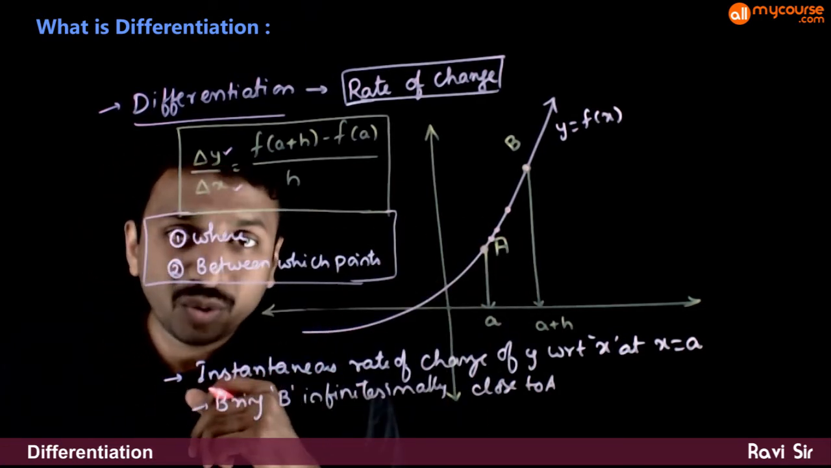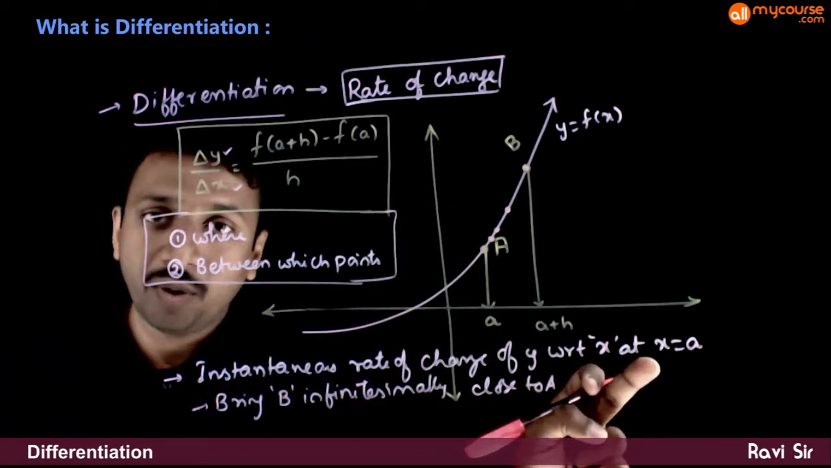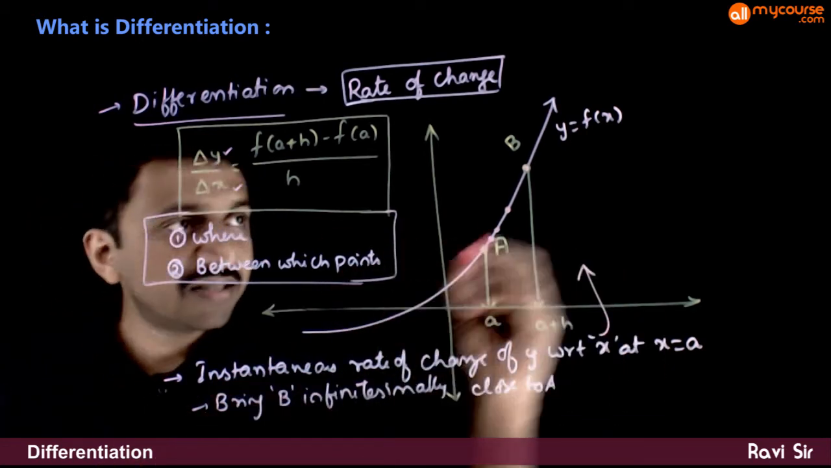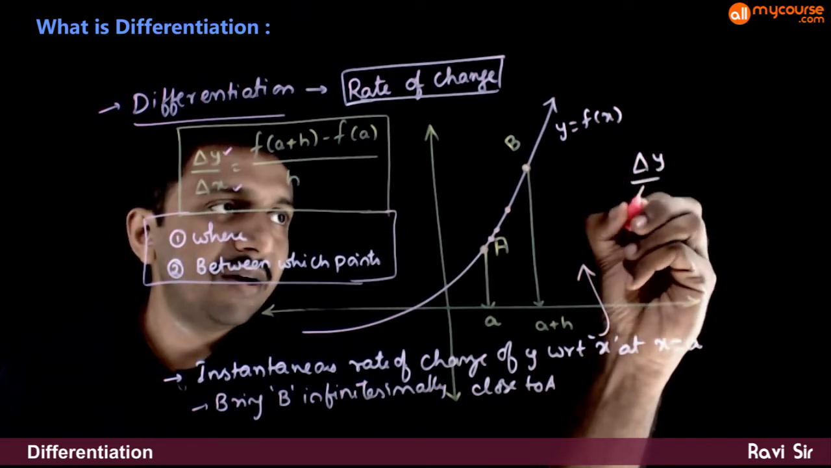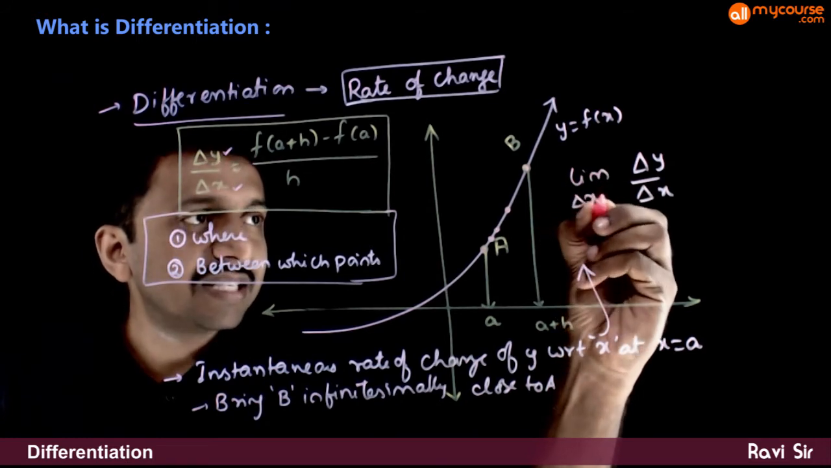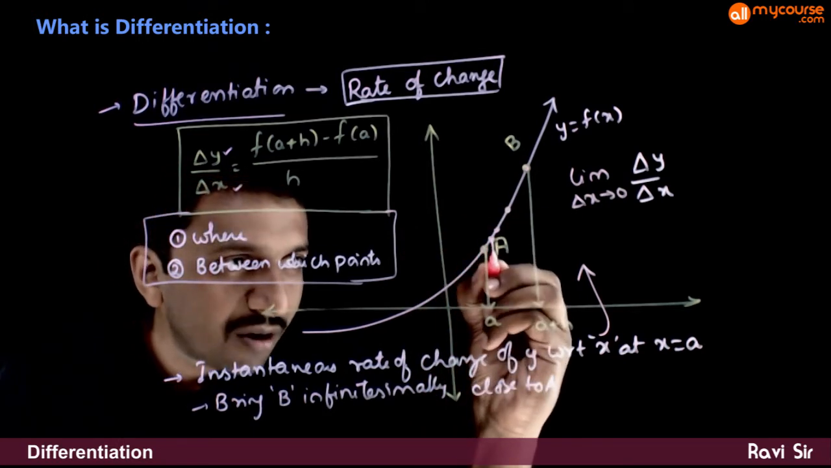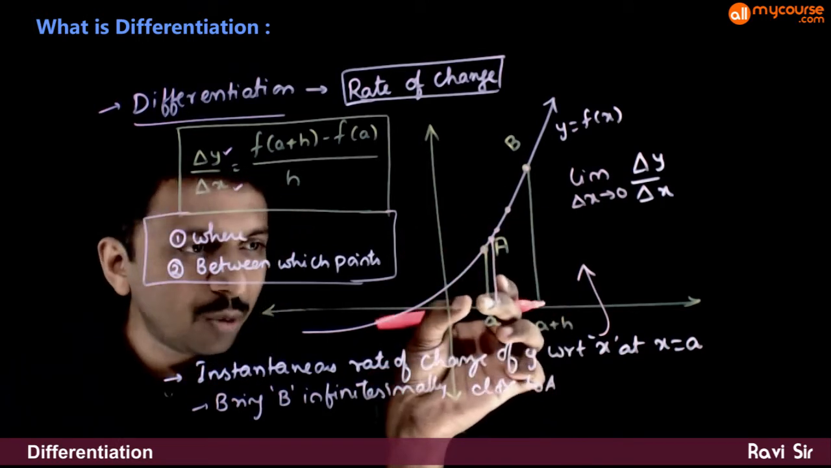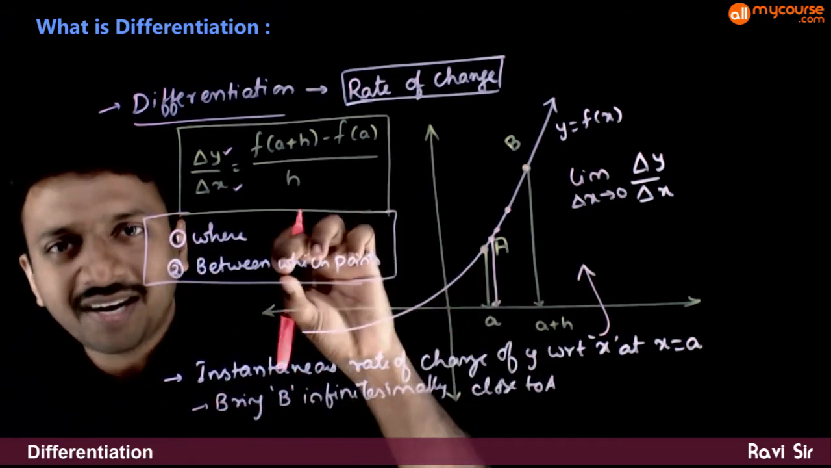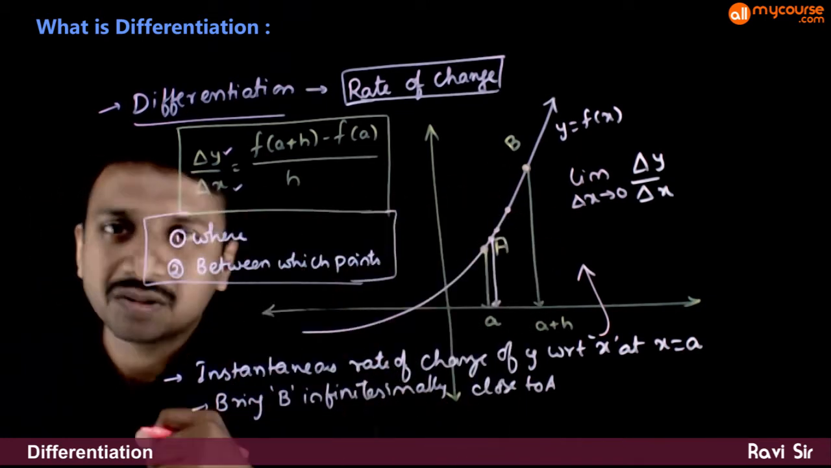So this is what we do when we want the instantaneous rate of change of y with respect to x at x is equal to a. To calculate this, we calculate delta y by delta x in the limit delta x tending to 0. The difference between the x coordinates of A and B is made very small. Delta x is made very small. Automatically, if the function is good, the value of delta y also becomes very small.